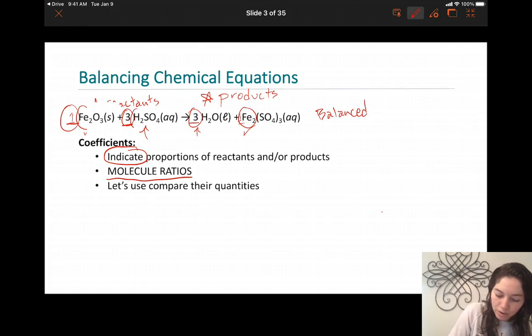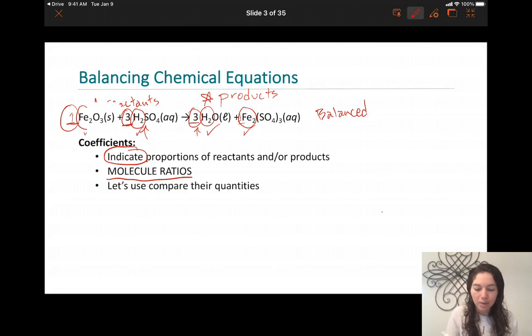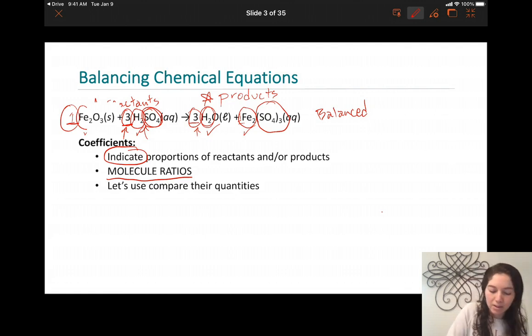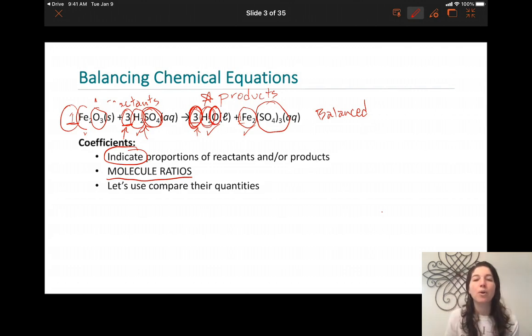Hydrogens, let's look at hydrogen. There's 6 hydrogens here, 6 hydrogens here. So they're equivalent. Sulfates, we've got 3 here. If we notice that number applies to the sulfate, we've got 3 here. So those are balanced as well. And oxygens, you'll find those are also balanced. We have 3 here, and we've got 3 here. We're going to go through this in more detail, okay?